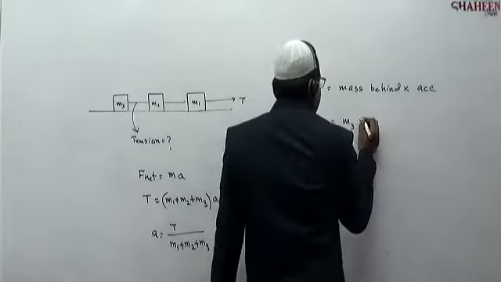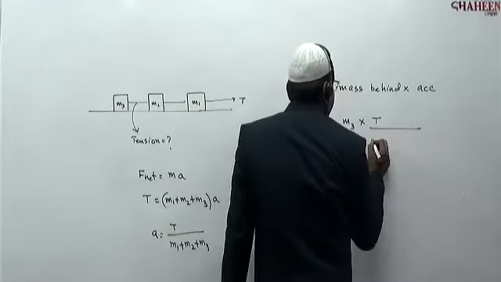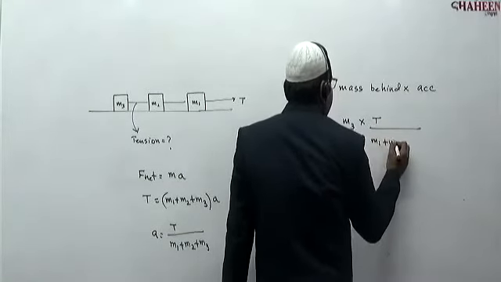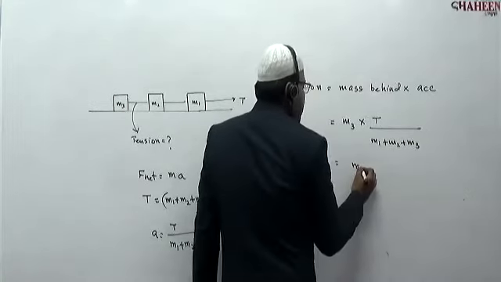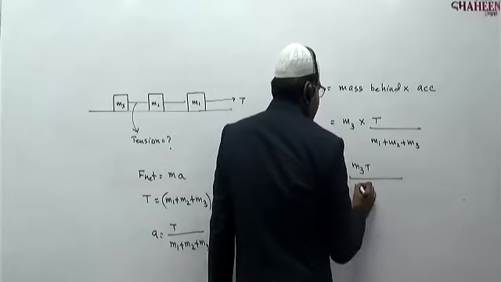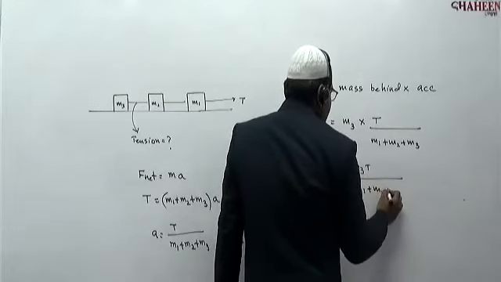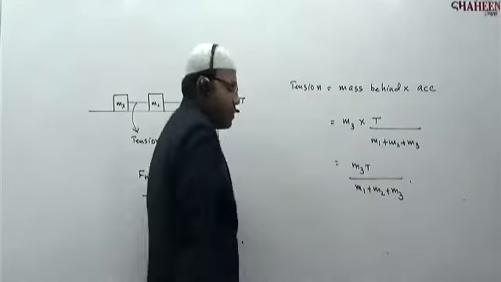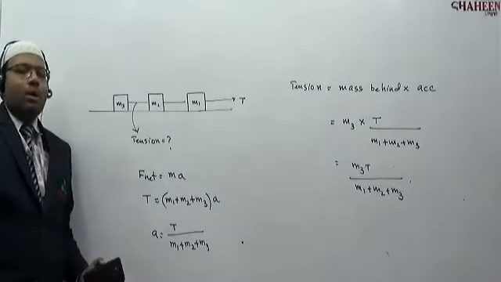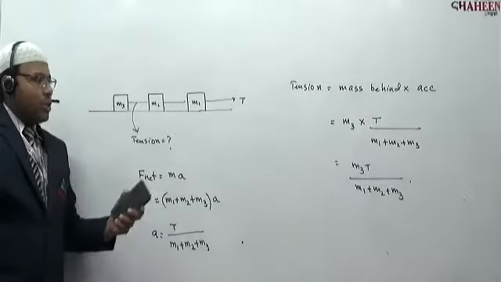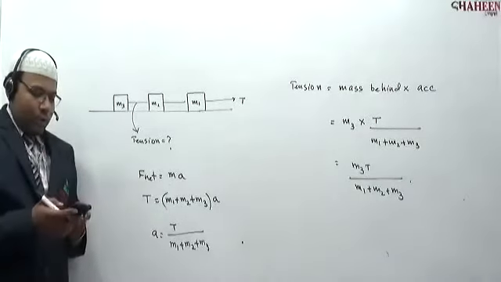So here I will take m3 T by m1 plus m2 plus m3. This is the answer for this, students. This is the question sent by the student with last three digits of the phone number 120. I hope you have understood. Please give the reply.